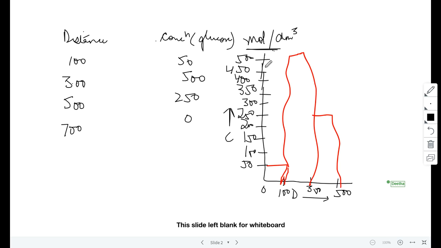Now you have to tell me, explain why the concentration of glucose in the small intestine changes between 100 and 300. Wait, is it asking for the amount of... Explain why the concentration of the glucose in the small intestine changes between 100 and 300. Why it changes? I'm not sure about that one.